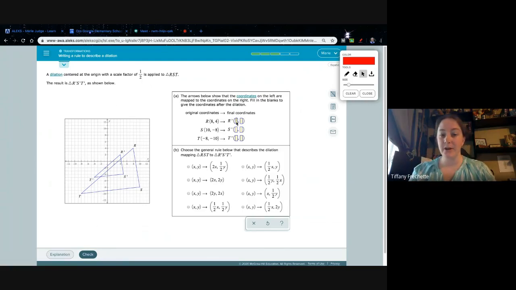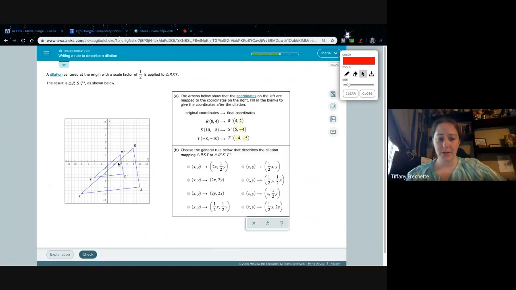All right, so I'm going to come right over here, and I'm going to start dividing by 2. 8 divided by 2 is 4. 4 divided by 2 is 2. Go to the next one. 10 divided by 2 is 5. -8 divided by 2 is -4. Again, -8 divided by 2 is another -4. And then -10 divided by 2 is -5.